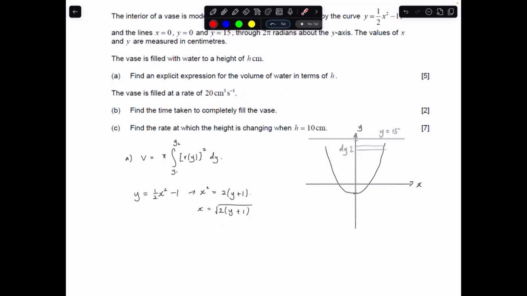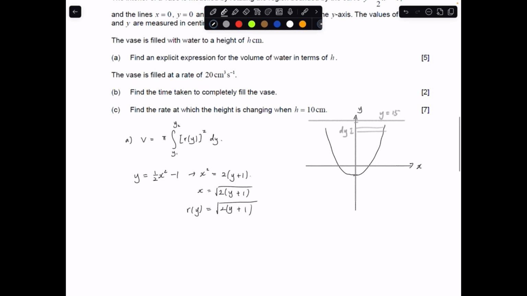So what I did was I brought this -1 over to the left. It becomes y plus 1. Multiply everything by 2. It becomes 2 times (y plus 1), and x squared is left alone. And then I square root the whole thing. So this is our function that we want to integrate. It's this part over here, this function, in terms of y.